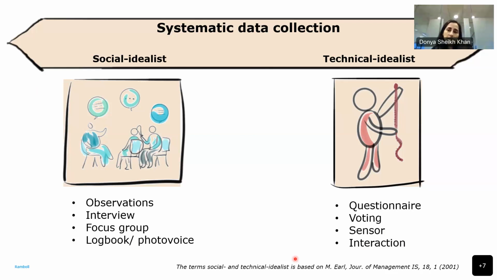And then you have the more technical idealist solutions. As was presented in the last slides, you have sensors, you have ways to collect data on how occupants interact with the building. You can use questionnaires, and you can use these participatory voting systems.